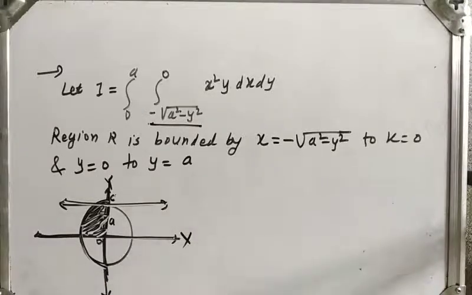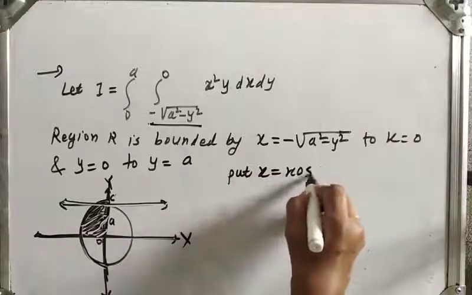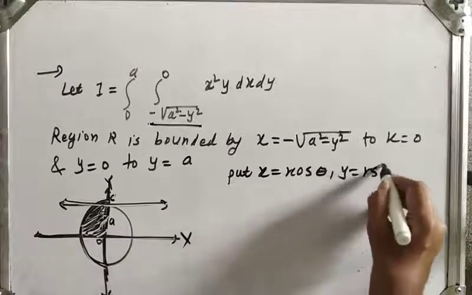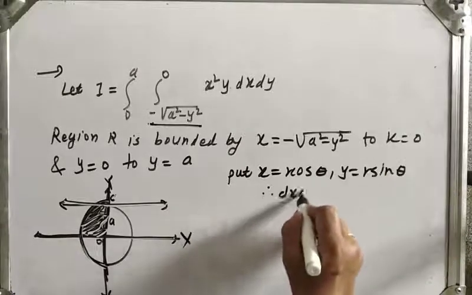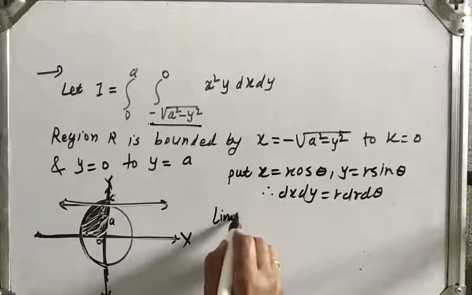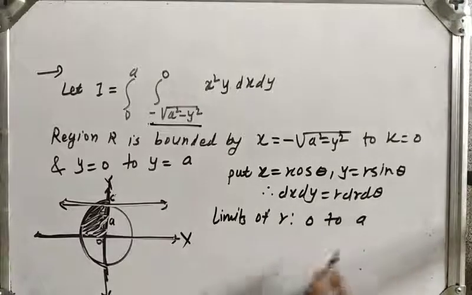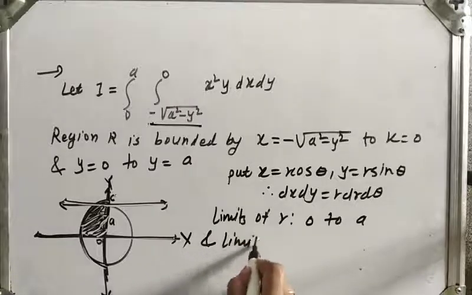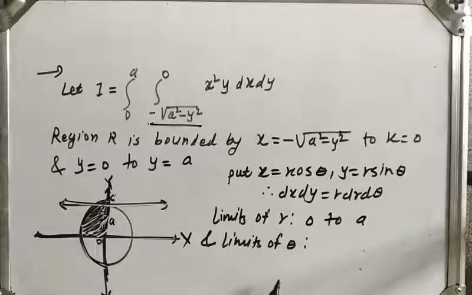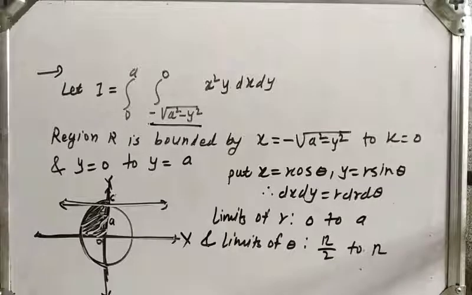Okay, so what will be the limits of r and limits of theta? First put x is equal to r cos theta, y is equal to r sin theta, therefore dx dy is equal to r dr d theta. Limits of r: radius varies from 0 to a. Limits of theta: theta varies from pi by 2 to pi. Okay, now let us solve the integral.